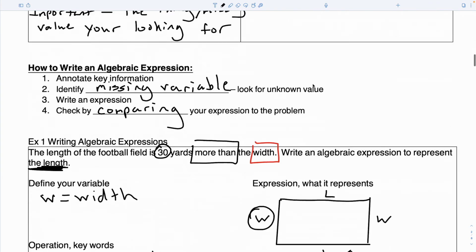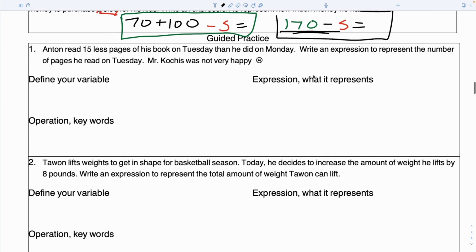We'll head back to this chart. Flip your page to partner work. Guided practice is actually what it says, but you're going to turn it into partner work. You have 5 minutes. Pencil up.